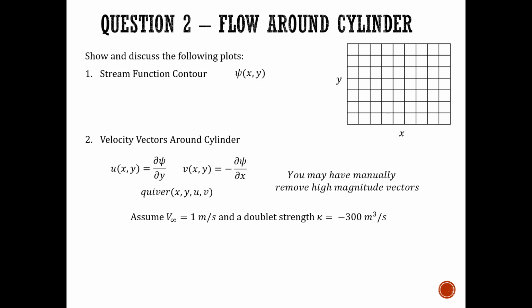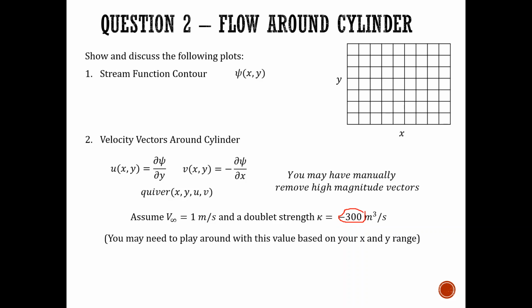For this, you can assume a free stream velocity of 1 meter per second and a doublet strength of 300 meter cubed per second. I just stated them here so that you have some values to work with. But really, this value depends on your x and y range. I believe my x and y range for this was between negative 30 and 30. But if you keep a different x-axis and y-axis range, then you may have to change this value so that you get the cylinder within the field of view that you're looking at.